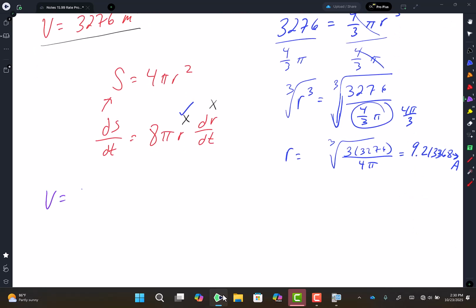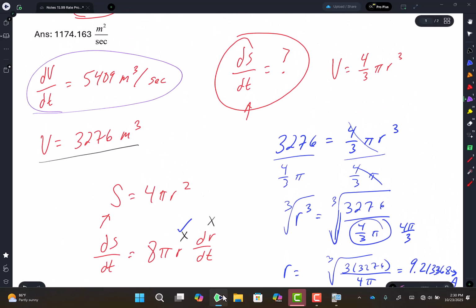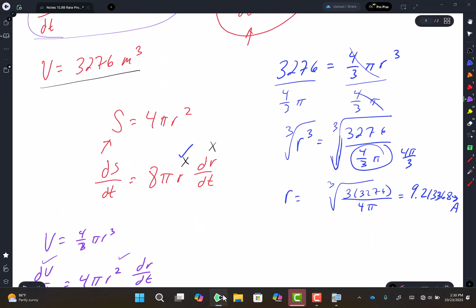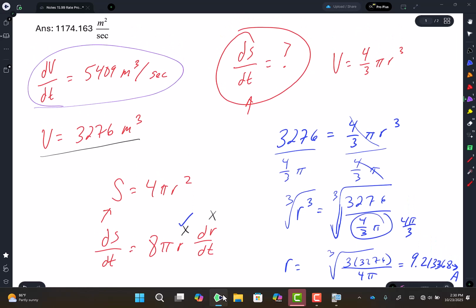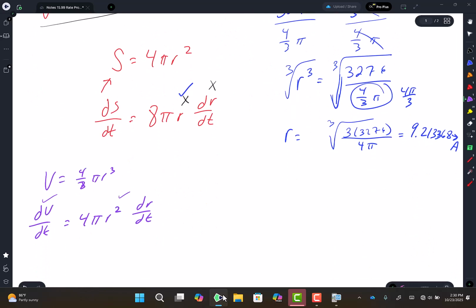Well, volume equals 4/3 pi r cubed. dVdt equals 4 pi r squared dRdt. Notice, I already have dVdt and I already have r. Do you guys notice that? So what was my dVdt? No, that was volume. 5409. 5409 equals 4 pi a squared dRdt.